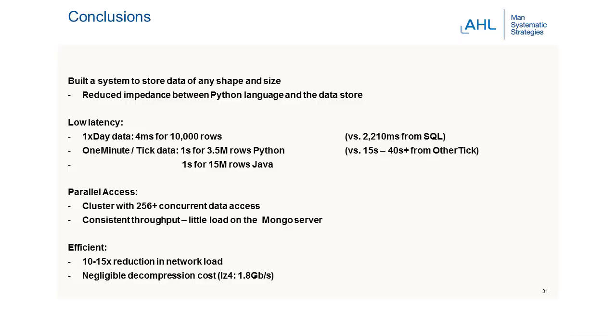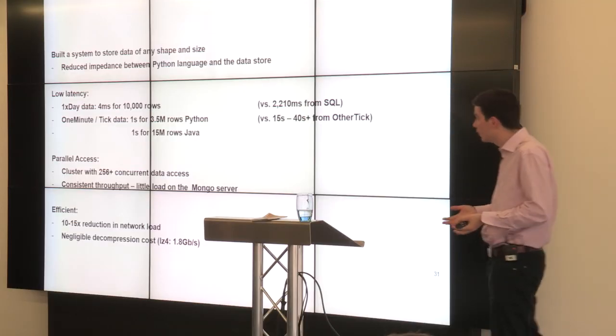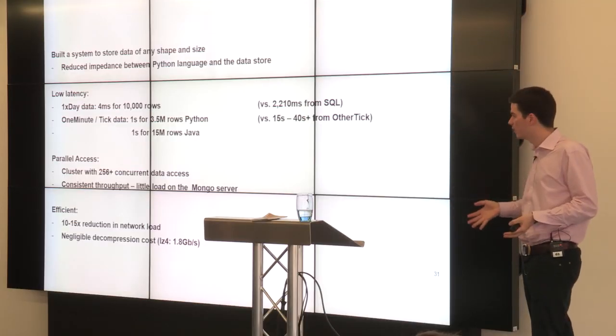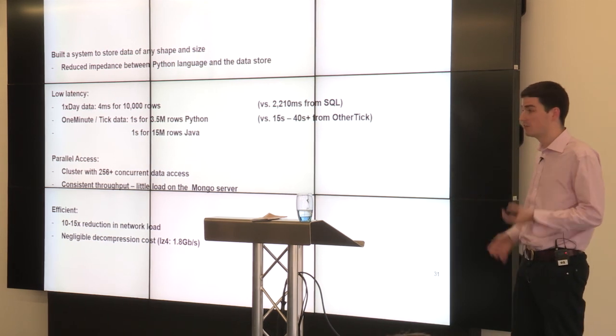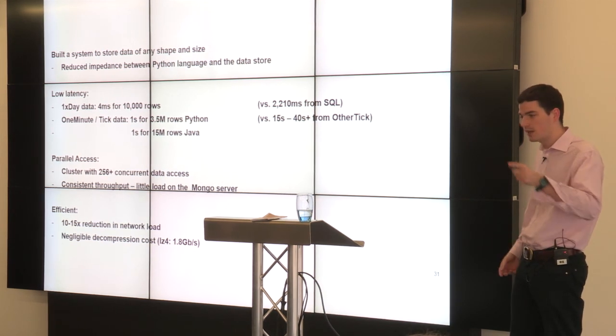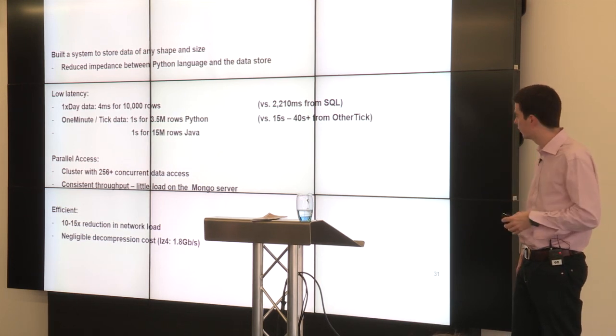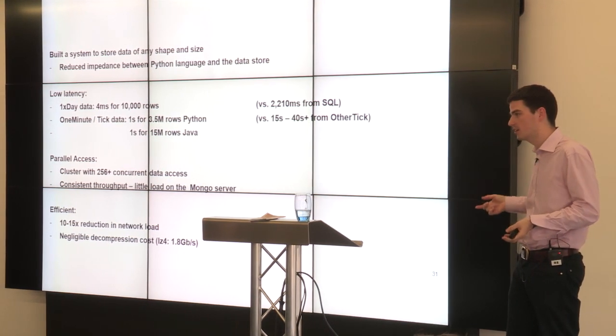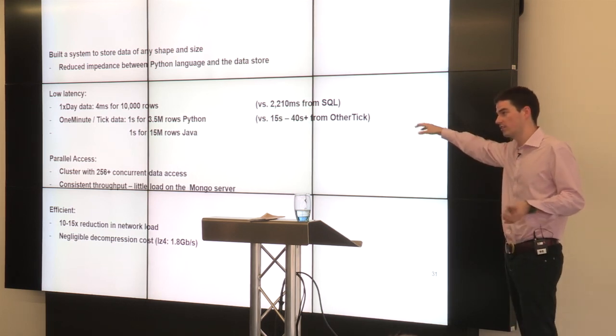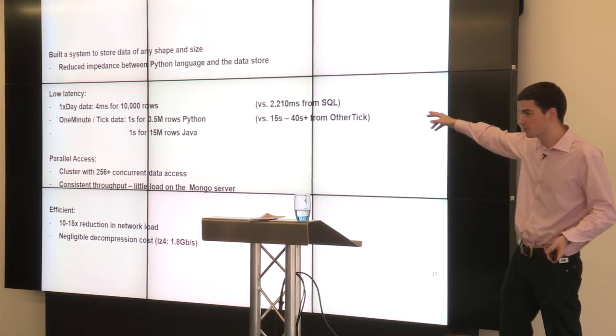So in conclusion, we built a data store to store data of any shape and size. We tried to reduce the impedance mismatch between Python and Pandas and the way we wanted to access our data in a vectorized fashion and the database. And we can get once-a-day data going back 30 years, 10,000 rows, in 4 milliseconds. If you have a SQL Alchemy iterator on your Oracle database, it takes you maybe half a millisecond per row, and that's 2.2 seconds. It's not bad, but it's 500 times slower.